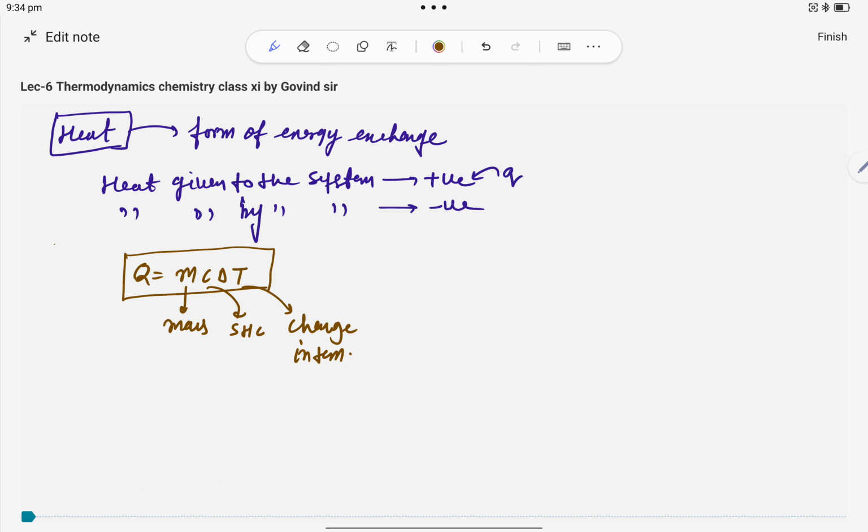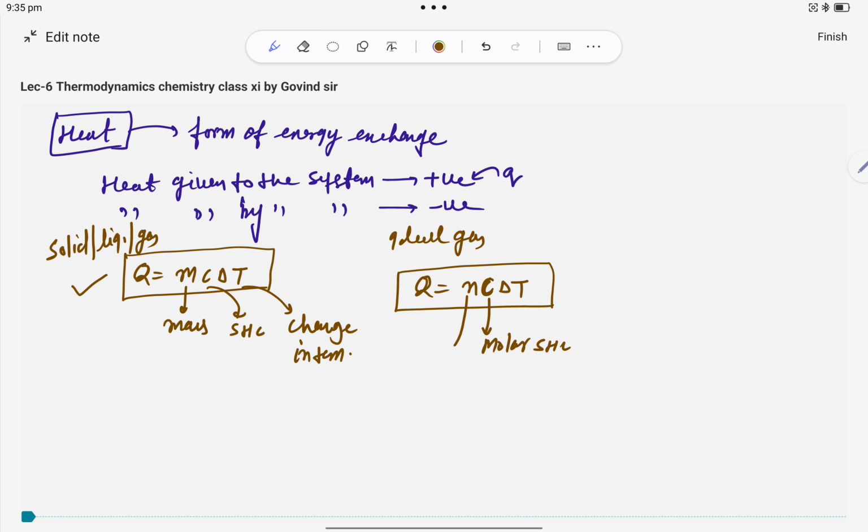This formula is for all: solid, liquid, gas. For ideal gas, Q is equal to n C delta T. C is what here? Capital C, it is the molar specific heat capacity. N is the number of moles, remaining as it is.